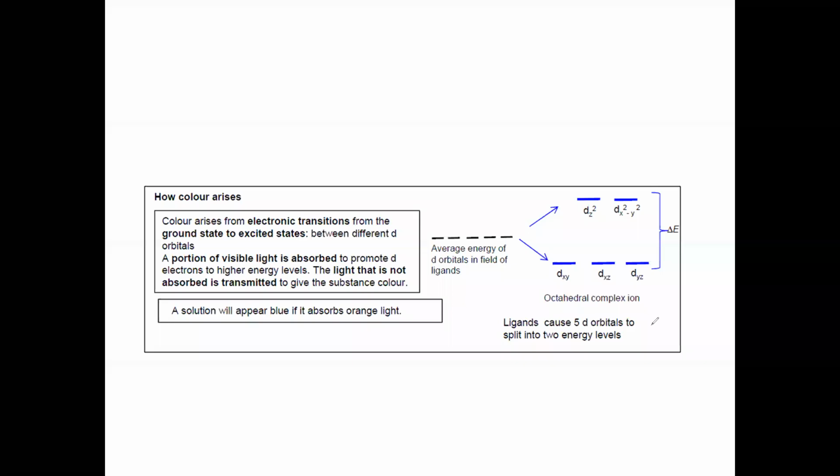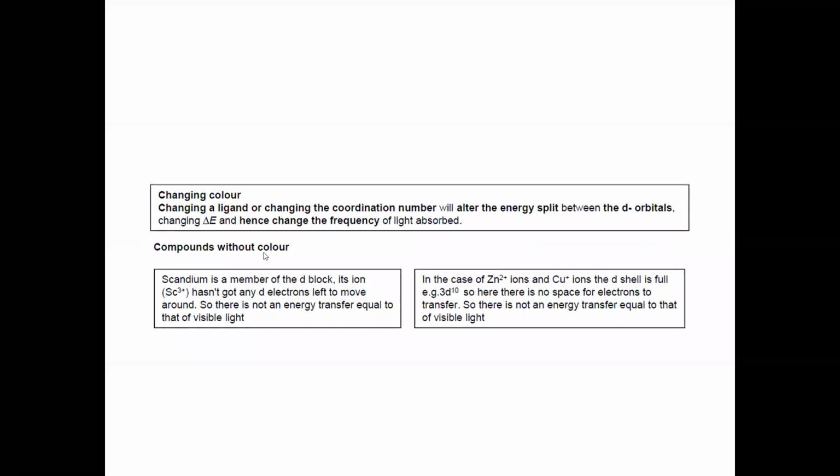The formation of the color, like electron jumps. Then if you want to change the color, changing a ligand or changing a coordination number will alter the energy splitting of a d orbital, and that will change the frequency of the light which is absorbed. So we will not see the frequency of light which is absorbed. We will observe the one which is not absorbed.